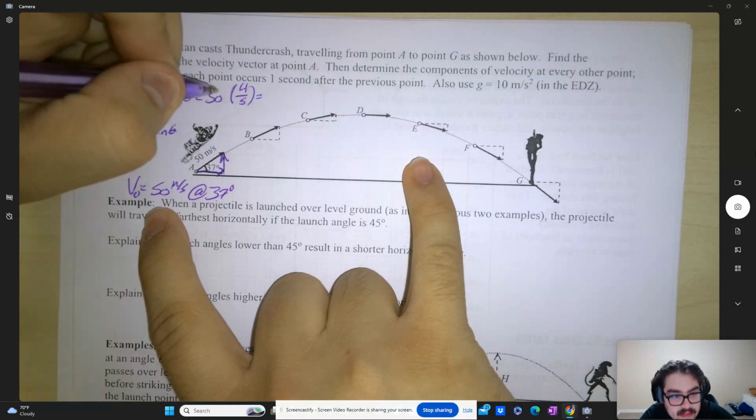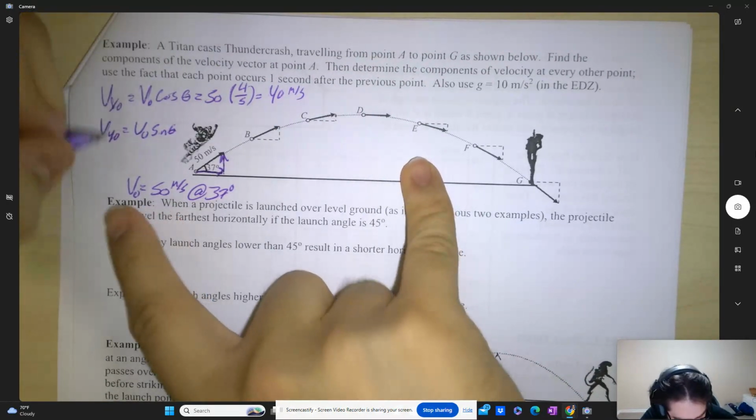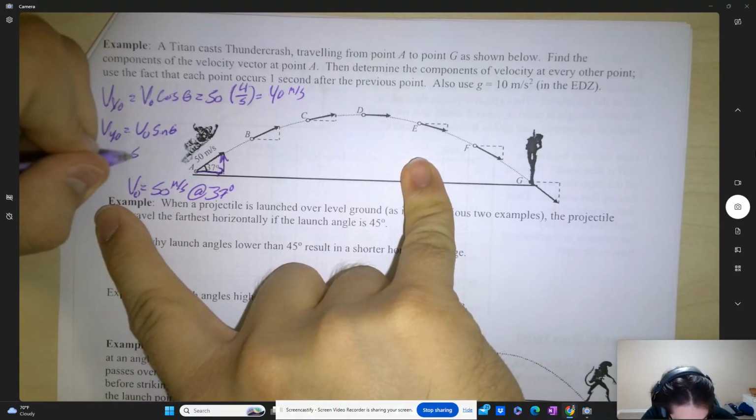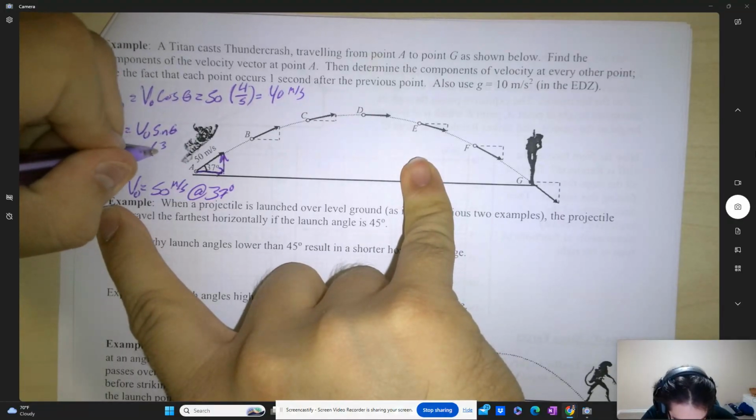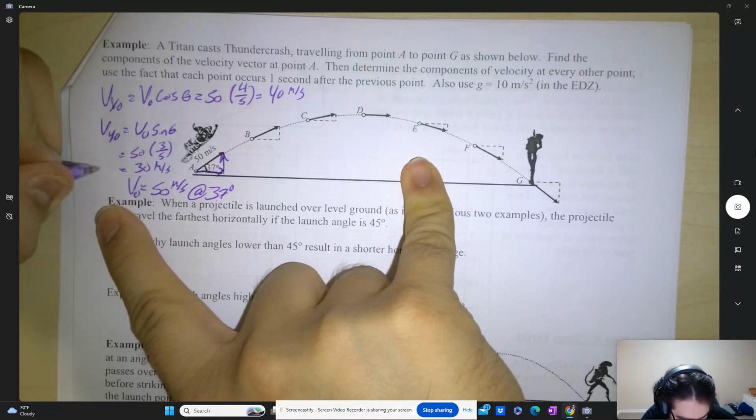Okay. That's going to give me 40. And then Vy naught is going to be 50 times sine of 37, which is 3/5. And that's going to give you 30 meters per second.